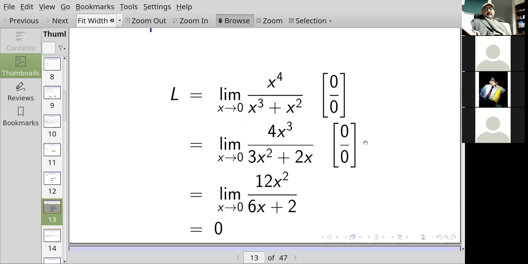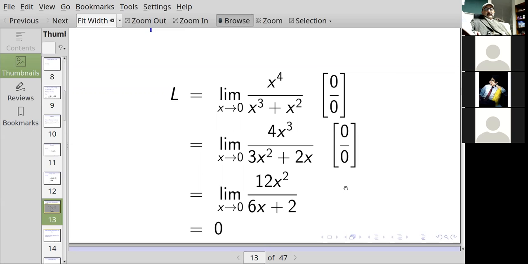That's right. Okay, so now the derivative of 4x cubed is 12x squared. So I replace the numerator by its derivative. And the derivative of 3x squared plus twice x is 6x plus 2. And so I replace the denominator function by its derivative. Now the limit as x goes to 0 of this is easy. The numerator goes to 0 and the denominator goes to 2 when I do a substitution, right? So it's 0 over 2, which is equal to 0.